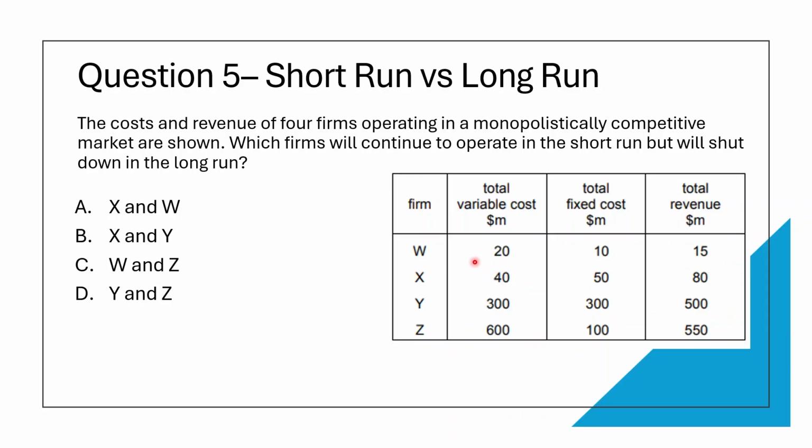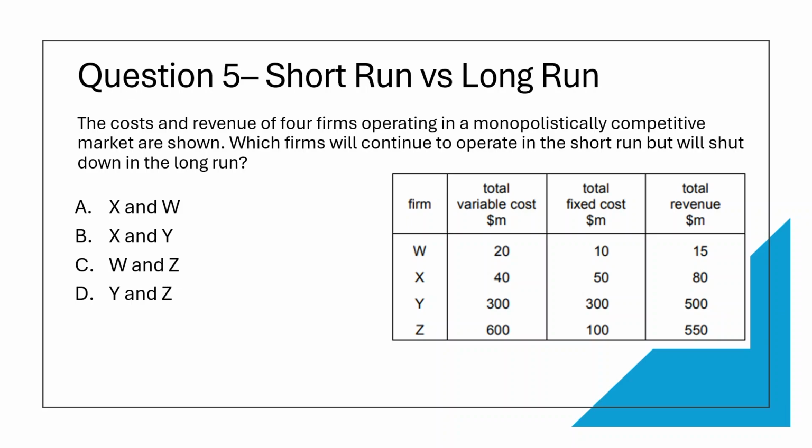Let's go firm by firm. For firms W and Z, the total revenue is less than total variable cost in both cases. It means they are not able to cover it. But if you look at X and Y, the total variable cost for X is 40 and total revenue is 80. For Y, the total variable cost is 300 and total revenue is 500. They are covering variable costs, so they can stay in the short run. So out of the 4 firms, W and Z are out of the picture. We are only left with X and Y.